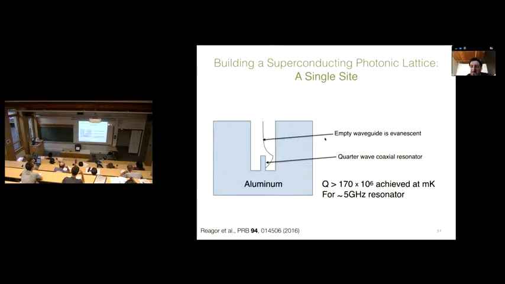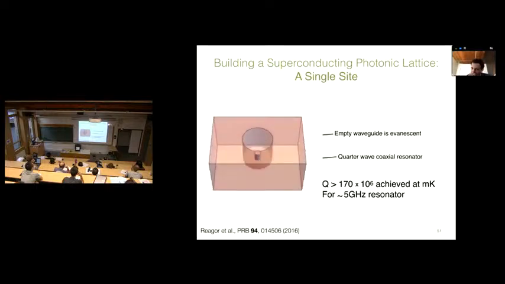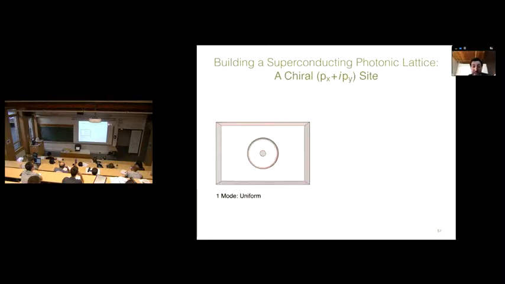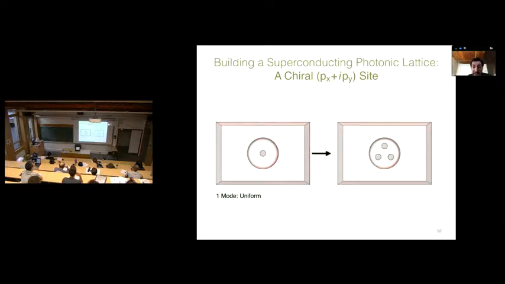And so, you know, the best number for a while for this kind of thing was like 170 million for the Q. I think people have seen 500 million now at millikelvin temperatures, or even billions. So in practice, literally what you do is take a block of aluminum and machine a hole into it and leave a little post in the middle. So that's what you get if you have a uniform cavity.